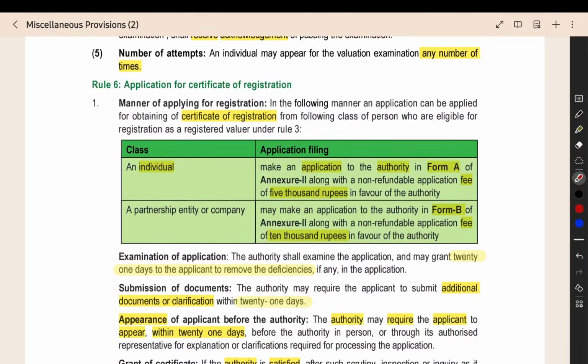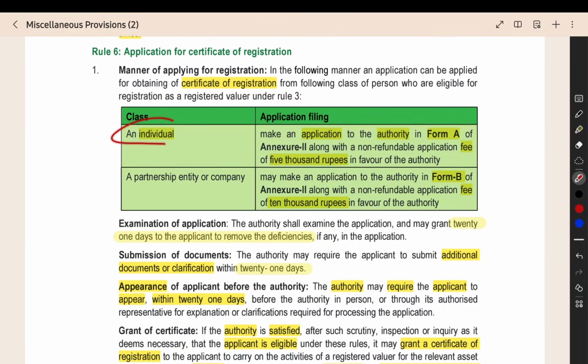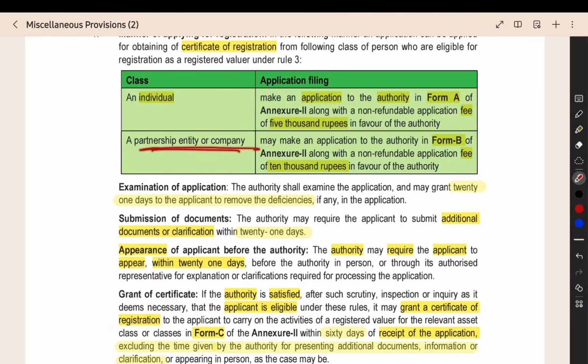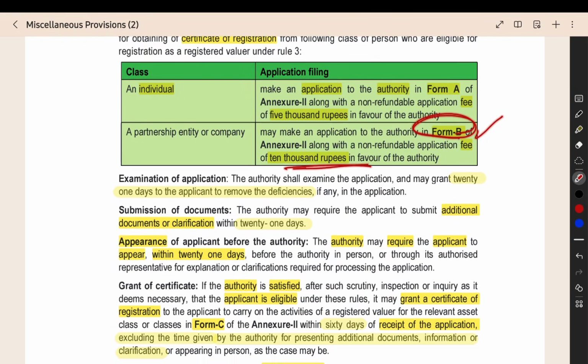Then after passing the valuation examination, you have to make an application for getting the certificate. If you are an individual, in this form using this fee, you have to file the application. For a partnership entity or company, you have to file in this particular format. Then this much fee you have to pay.